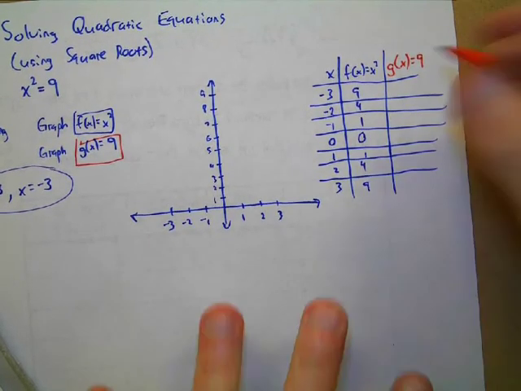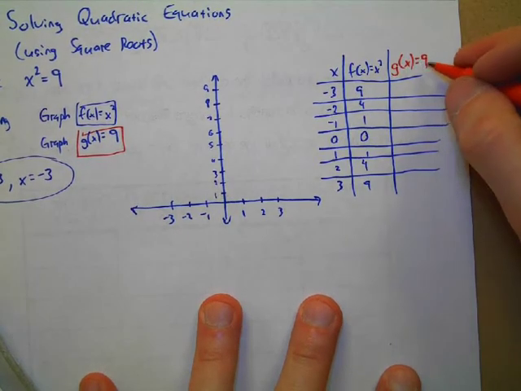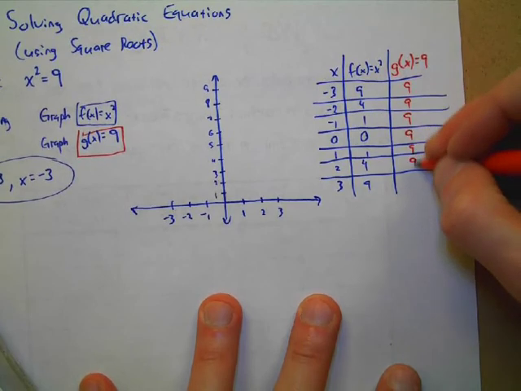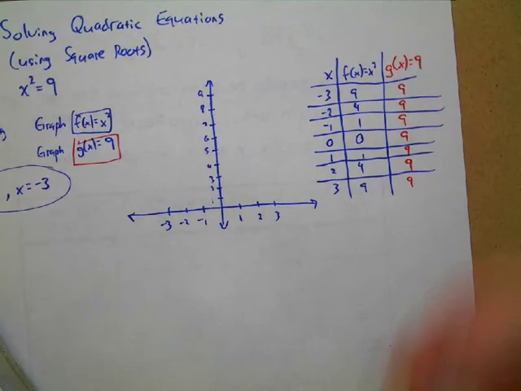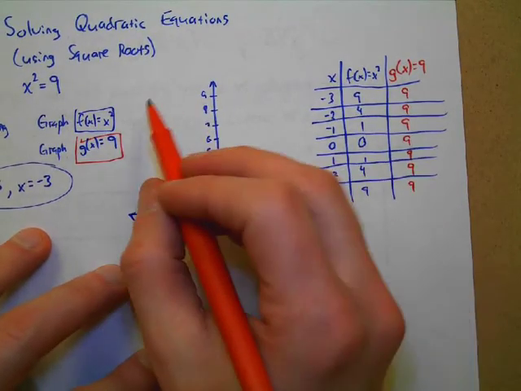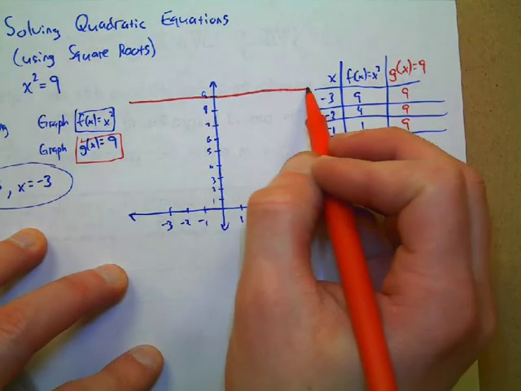Okay. And then let's see here. Well, g of x equal to 9, it's going to all be 9s. Okay, no matter the x, the y value will be 9, right? G of x just equals 9 there. So then g of x will just be this horizontal line here through 9.